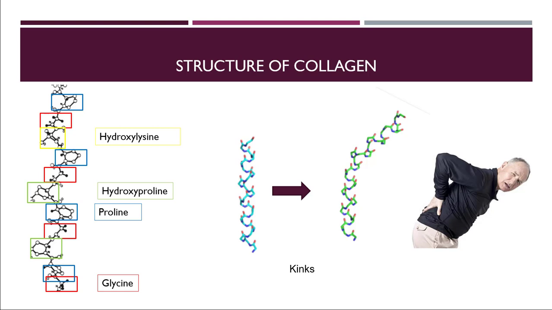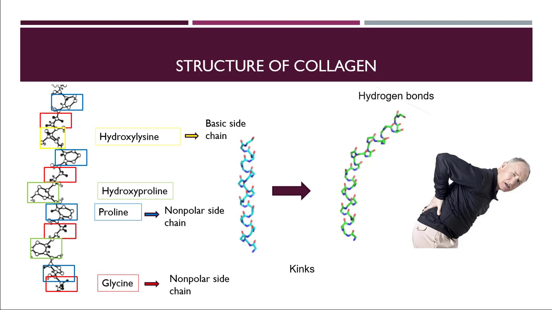Now let's see. Glycine belongs to the nonpolar side chain group, right? And as far as I remember, proline also belongs to the nonpolar side chain. As far as lysine is concerned, it is present in the basic side chain, but this is not lysine only. It has hydroxylysine, right? So the most common bond that is stabilizing this alpha helix is the hydrogen bond.